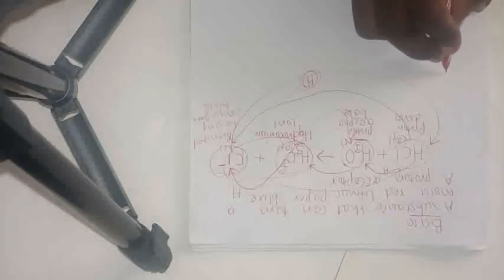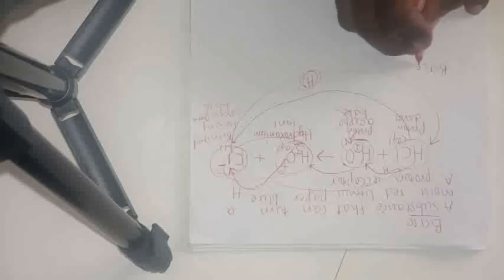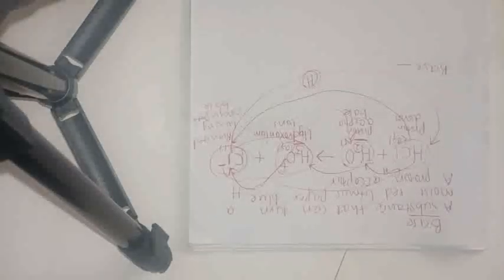So for that, we can now give a concrete definition of what a base is. We can actually say that a base is a substance that you can dissolve in water. And at the end of the day, you'll actually get hydroxonium ions if it's an acid and hydroxide ions if it's a base as the only negatively charged ions in that solution.